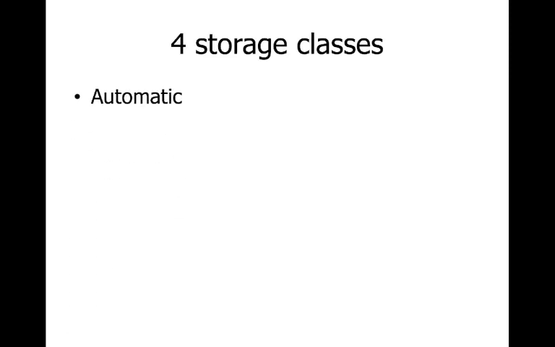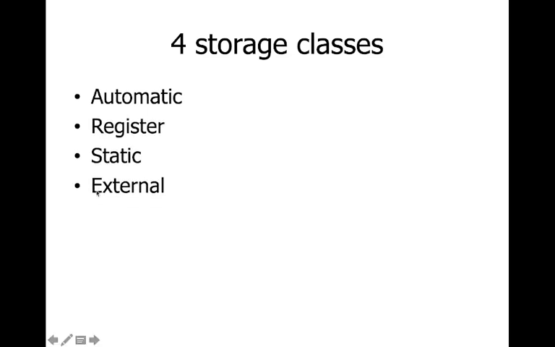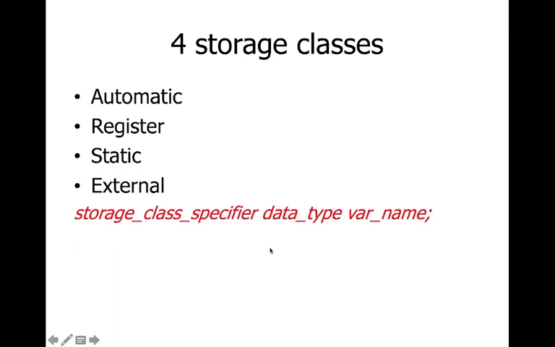So there are four storage classes in C: automatic, register, static, and external. Now the variable declaration will be like this. The storage class specifier will be auto or register or static or extern. Then the usual data type and variable name will be used. We will see the four different storage classes. So this is a general declaration type: the storage class specifier should be mentioned, then the data type of that variable and the variable name.